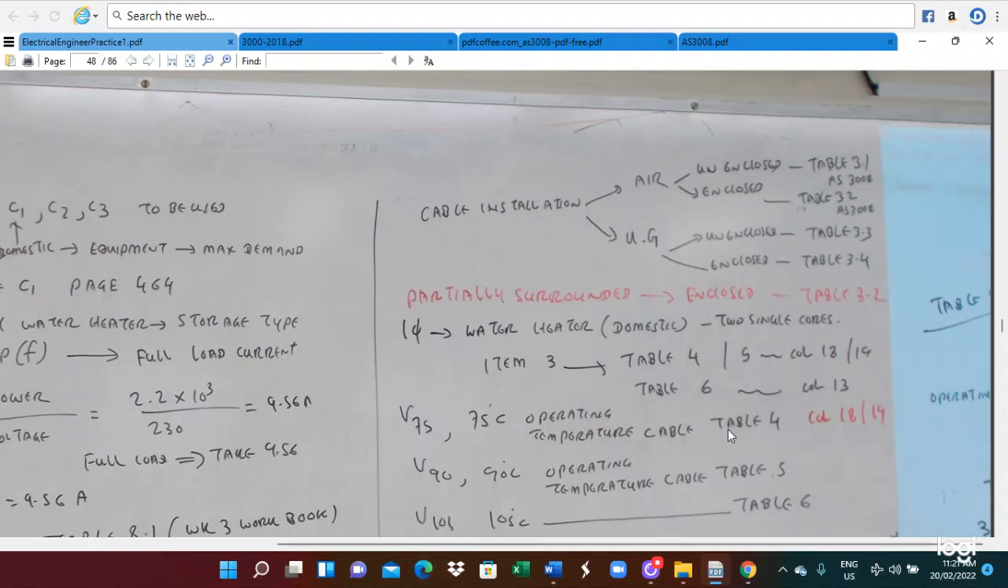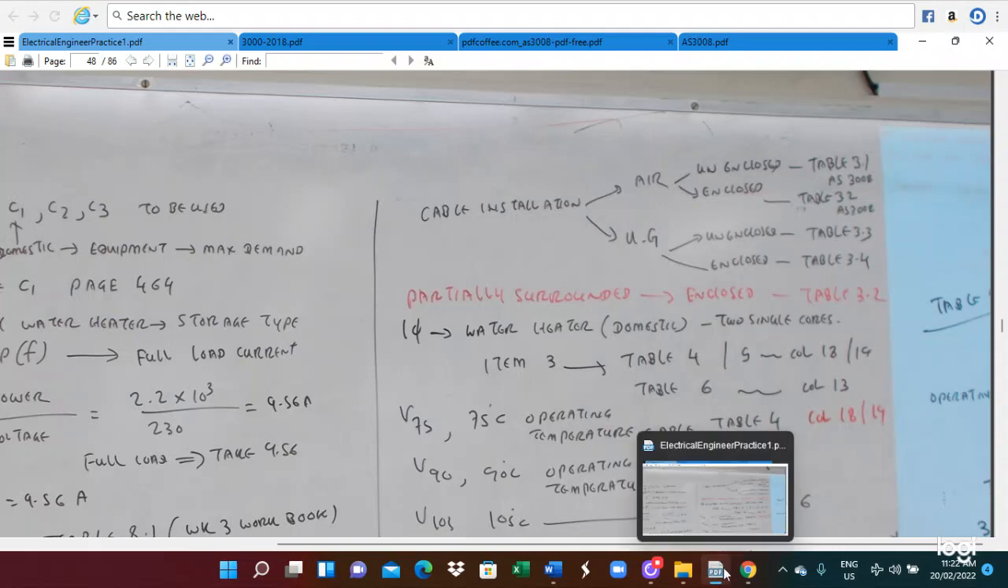We also have to utilize the single phase water heater. A single phase water heater uses a two-core cable. Also, the cables are partially surrounded and enclosed in air, so this is the table 3.2 we have to utilize. We look at table 3.2.